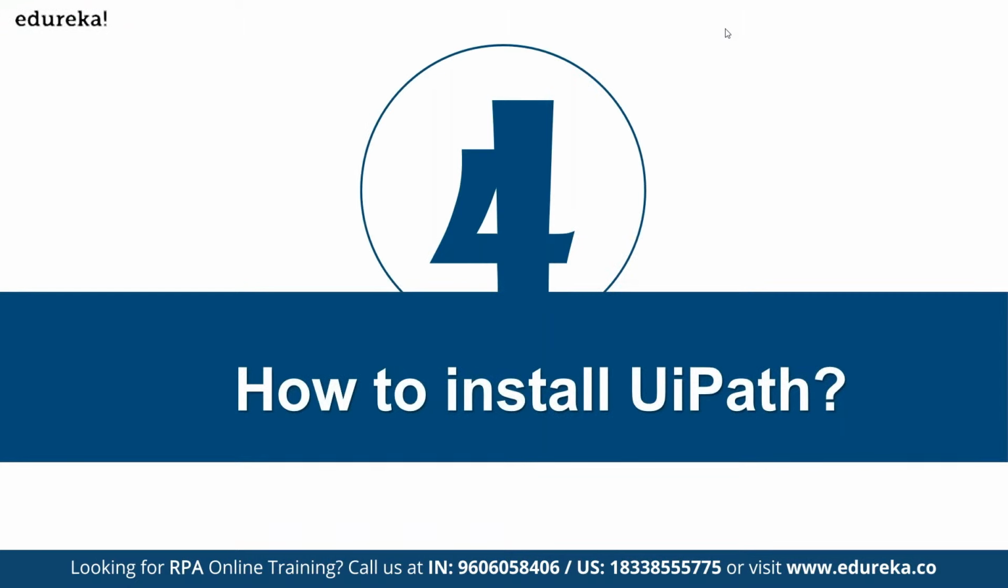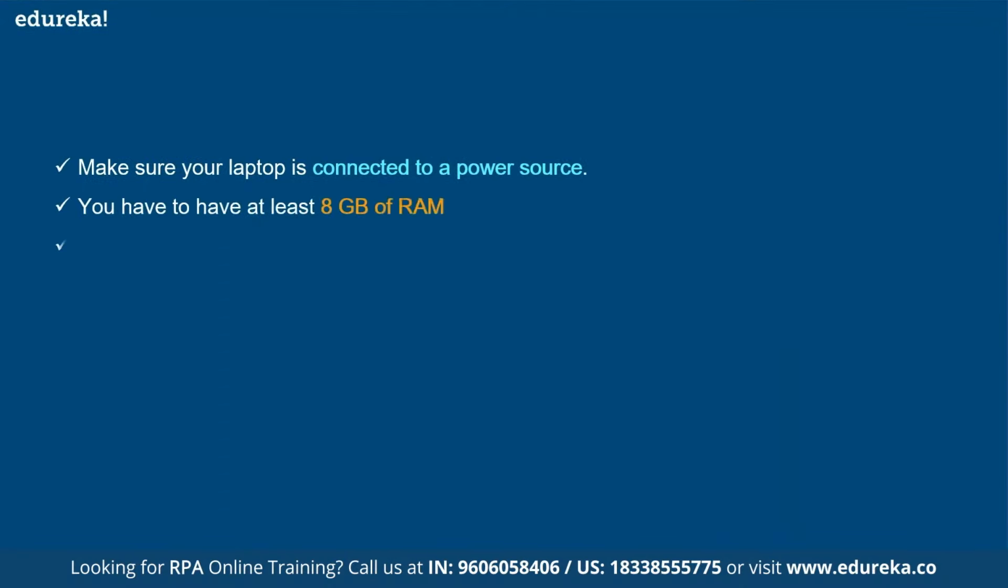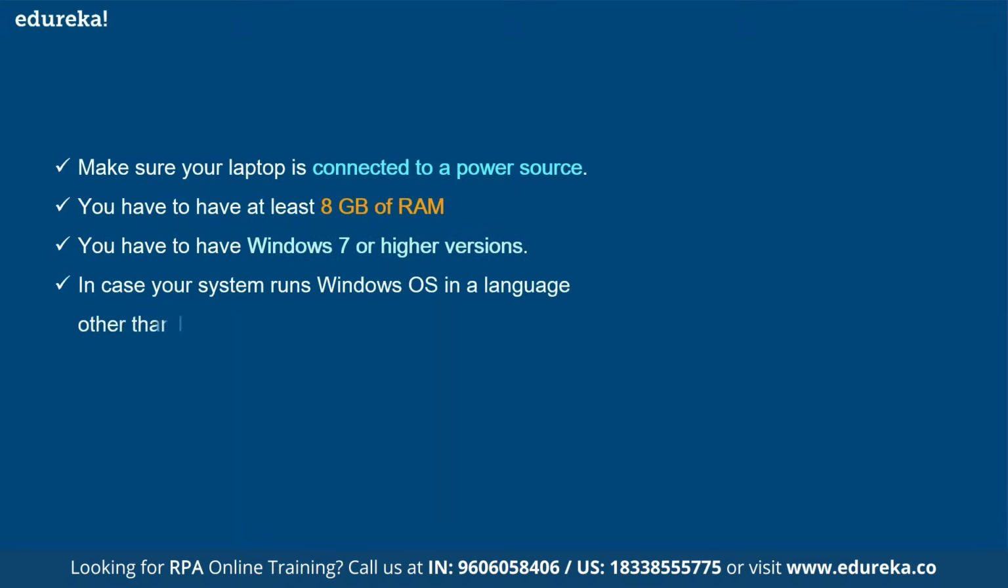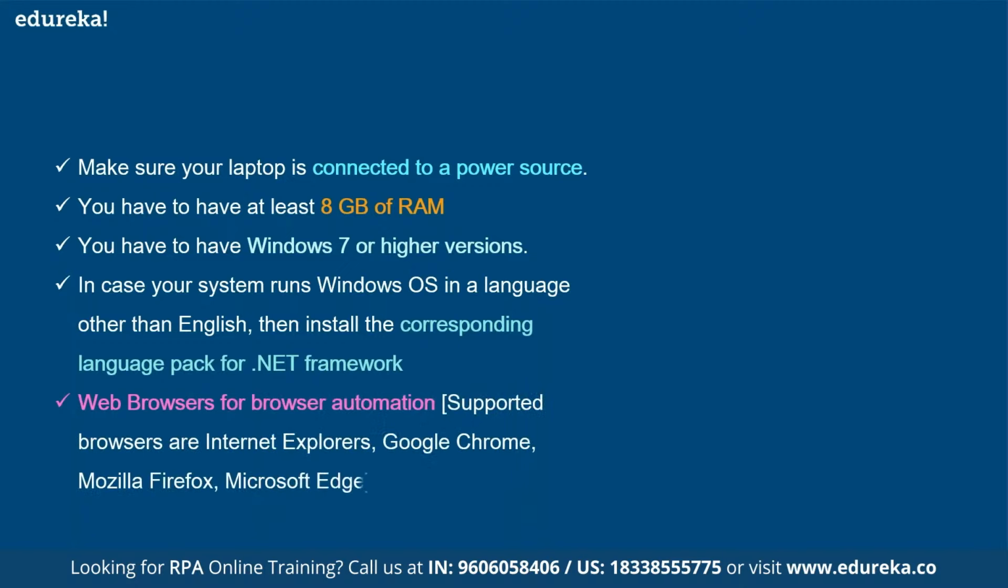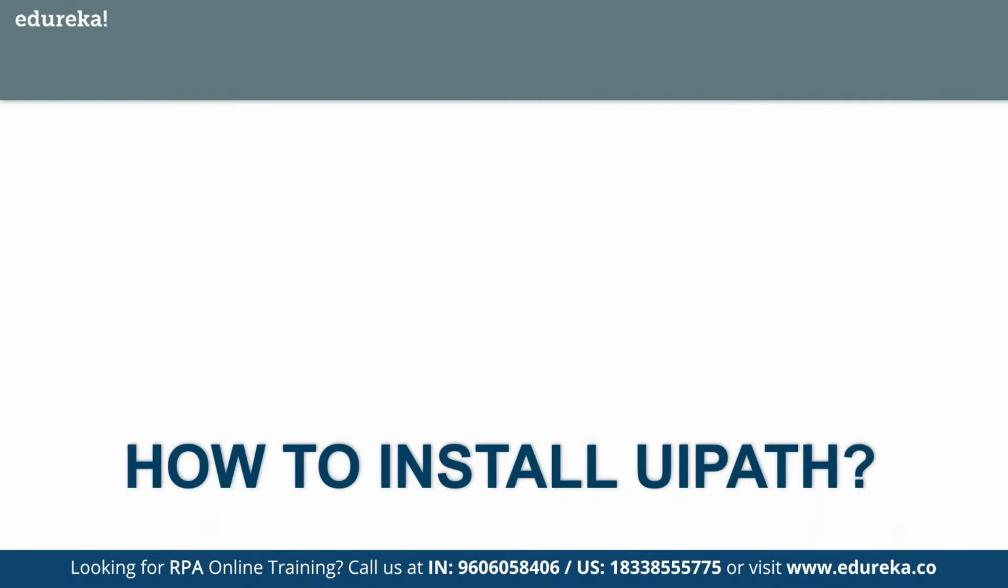How to install? Let me show you. We have a few easy installation steps. First of all, you have to register with UiPath and fill in your details, and it will take you to the page where you can download UiPath. Before that, you have some prerequisites to install UiPath on your system. You should have 8 GB of RAM on your machine, and Windows 7 or higher. If you want to run UiPath in a language other than English, and there are many languages that work with UiPath, you have to install the .NET Framework language package. The supported browsers for automation are Internet Explorer, Google Chrome, Mozilla Firefox, and Microsoft Edge. These are the prerequisites before installing UiPath.